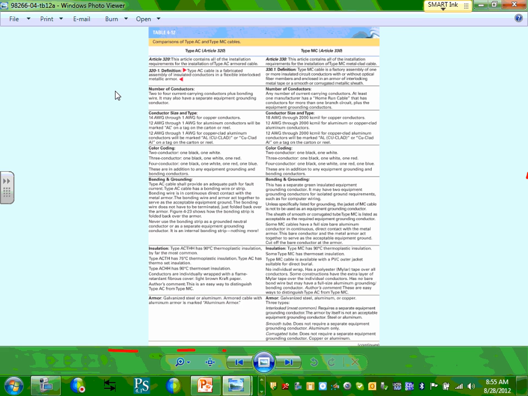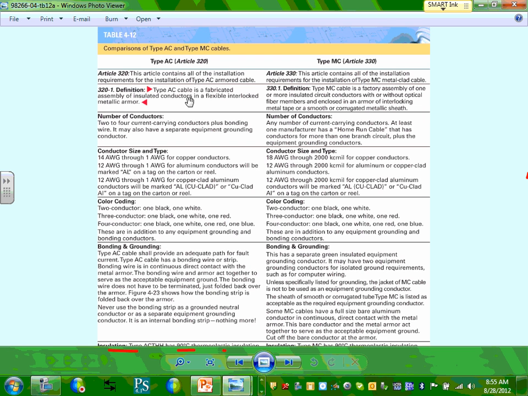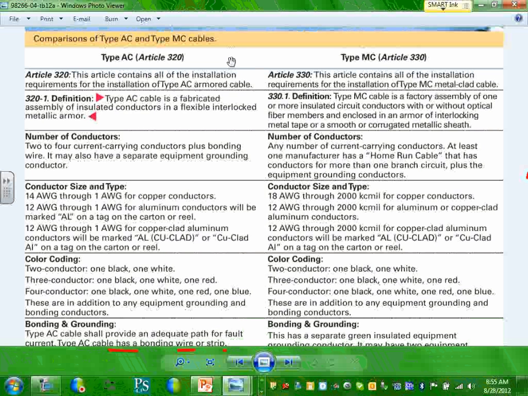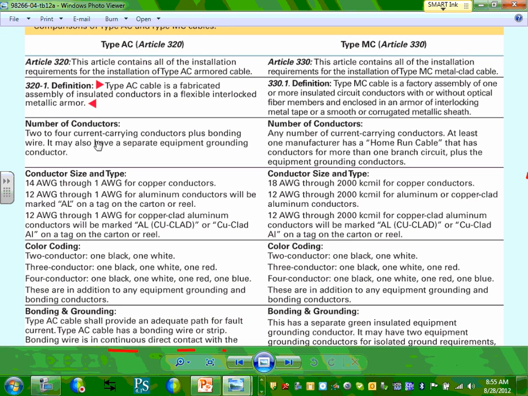Can you guys go to table, please? Can you go to table 4.12? These are the 2 articles, and let me tell you about MC cable. When we go commercial engineering project, guys, we're using EMT, MC cable, done. Okay. So look at the advantage. My main advantage of MC. So number of conductors, you can have them 2 to 4 carrying conductors. Number of carrying conductors, at least 1 manufacturer that has home runs.